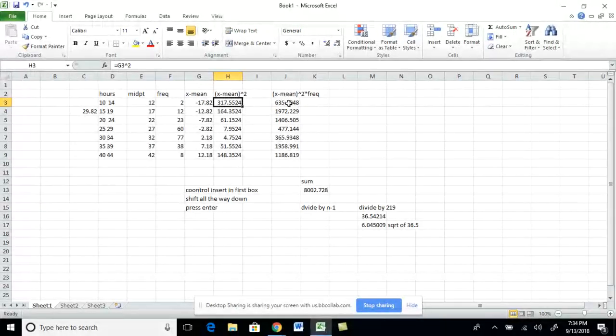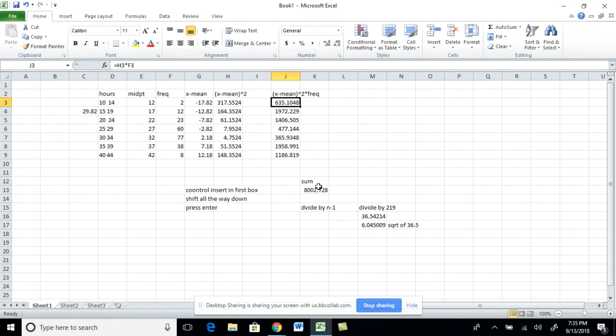Okay, so you have to take this number and multiply it by the frequency. So I take this number and multiply it by the frequency because that number happened 2 times. This number happened 12 times. This number happened 23 times. So that's what this column is. You go equal this times the frequency, control, insert, carry it all the way down. It does it for every number.